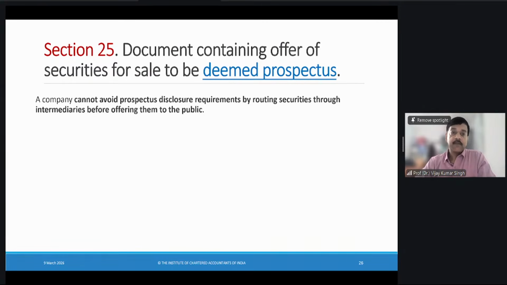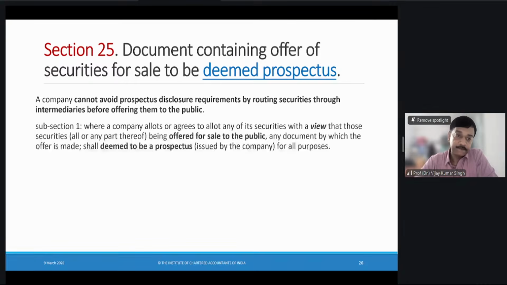So a company cannot avoid prospectus disclosure requirements by routing securities through intermediaries before offering them to the public. You cannot take a circuitous or divergent route to offer securities in any other way and say that it is not by way of a prospectus. So this is a very important element which needs to be looked at.